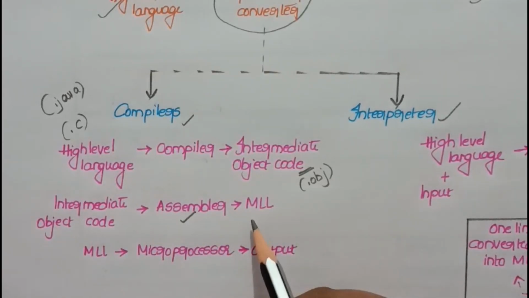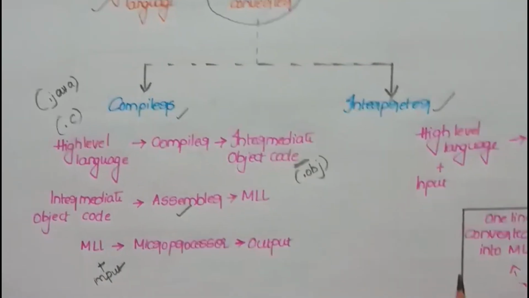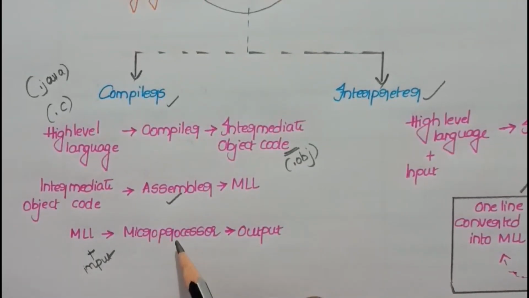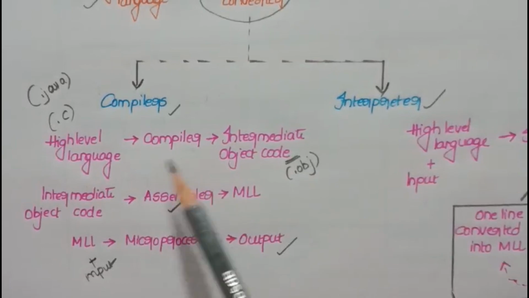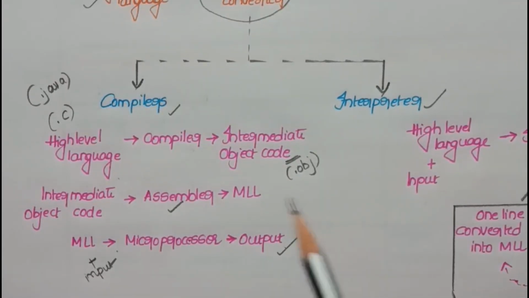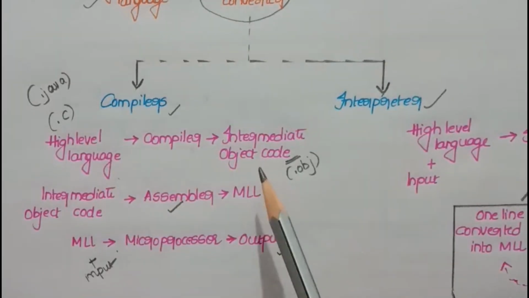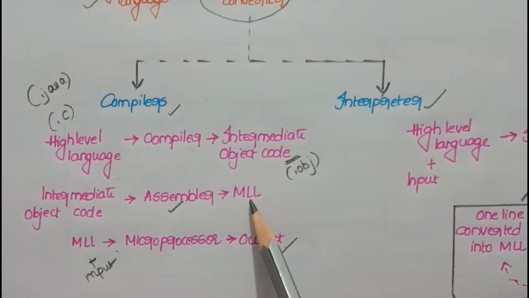The assembler will generate machine level language. Finally, this machine level language along with the input will be given to the microprocessor. The microprocessor can understand machine level language, hence we can see the output. In this way, a compiler converts high level language into the machine level language that can be given to the microprocessor to give the output. So it involves two steps. First, convert it to the intermediate object code and then into the machine level language.